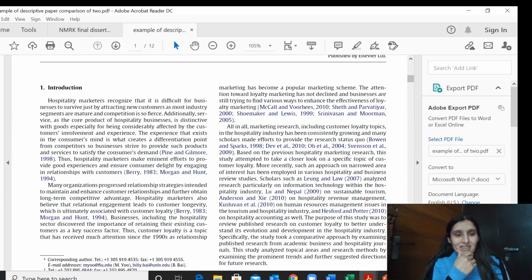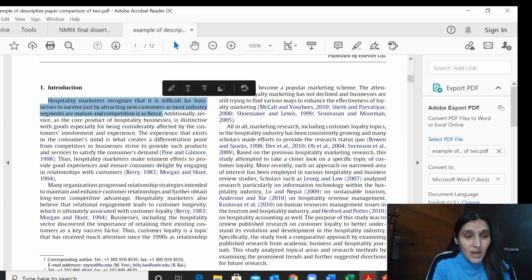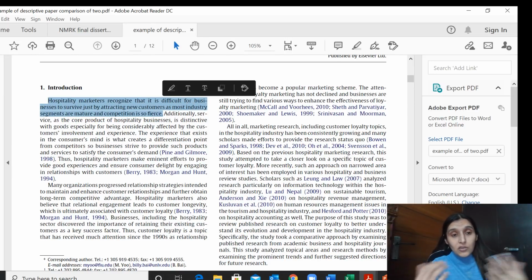So just look at this introduction. Take a minute to read the introduction. Look at the way the author starts, and this is the way PhD students are going to start their work, and this is the way a researcher is going to start their work. They are going to say that the hospitality marketers are really struggling for business because there is a lot of competition. Rationale. What is the problem?